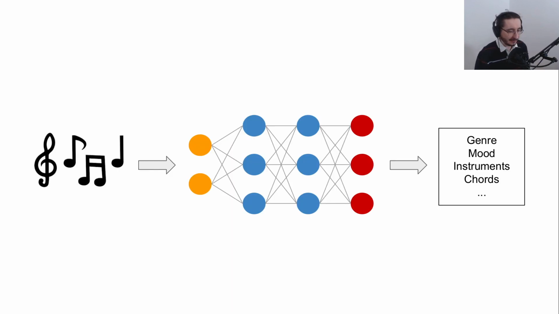So here you have a visualization of a typical pipeline in MIR. You have an audio file or some music, you feed it into an algorithm, potentially a neural network, and then on the outside you get some information about the content of the music. For example, you can extract the musical genre starting from an audio file, its mood, its instruments or chord progressions.